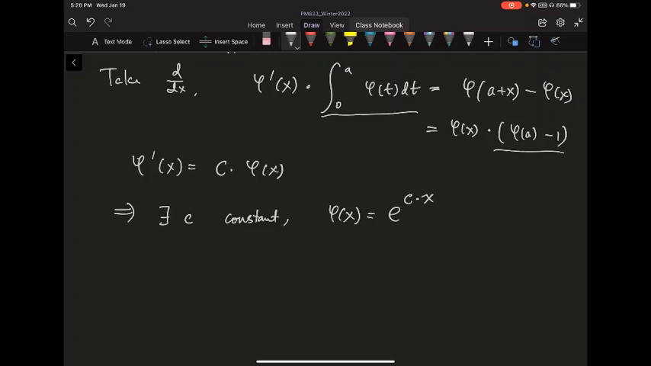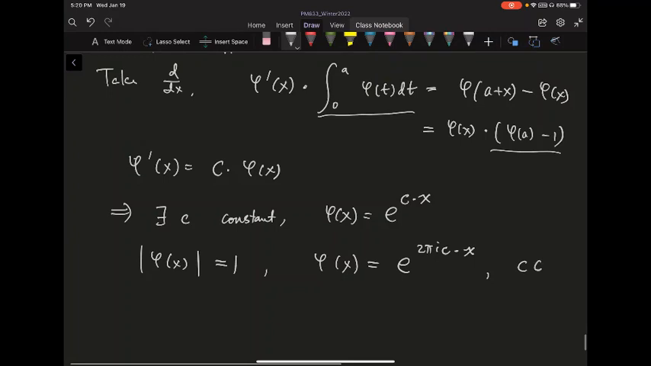Well, what is this constant? It has to map into the unit circle, because the norm of phi x is equal to 1. So I might as well pretend the c is i times 2 pi times some other constant. I can just pretend phi of x is equal to e to the 2 pi i times c times x. This c here can be any real number, so this little c is just a constant in the reals. Every different c will give you a different character.